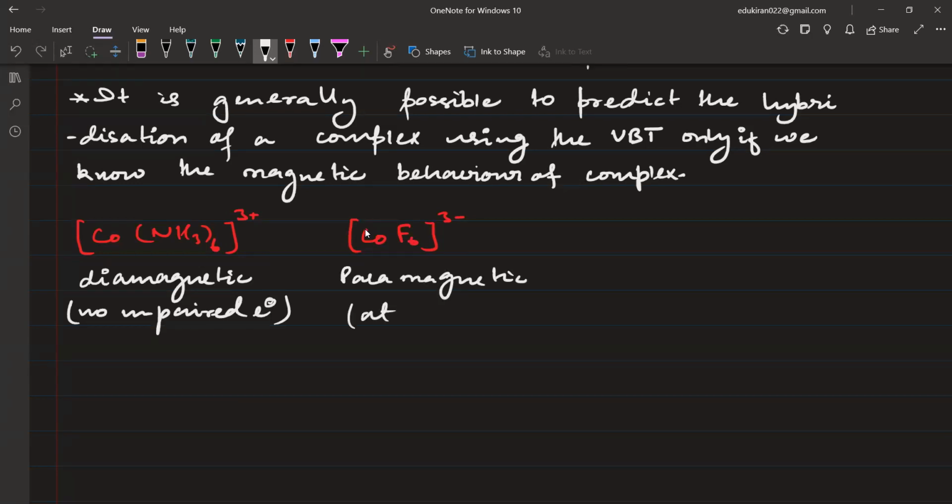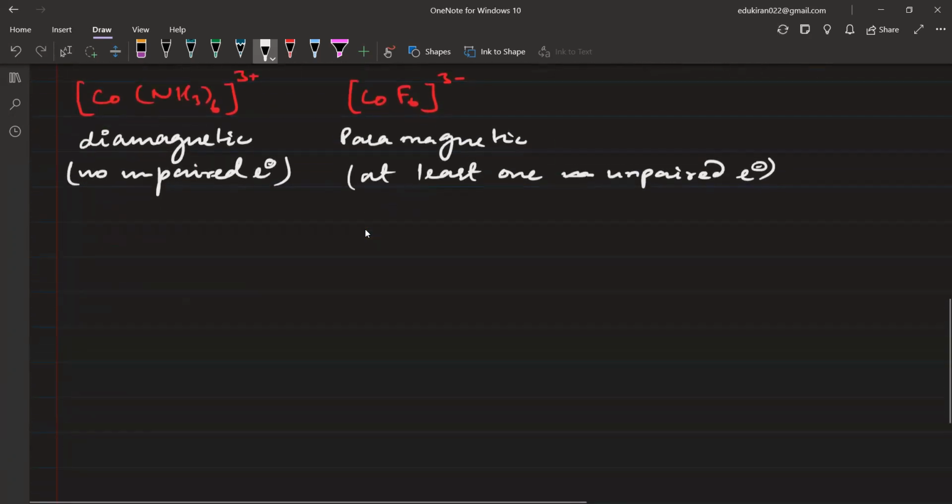This will have at least one unpaired electron. And they will give you this information. They will ask you, explain why Co(NH3)6 3 plus is diamagnetic, but CoF6 3 negative is paramagnetic using valence bond theory and all. So they will give you something like that. First of all, let us use these two things, diamagnetic and paramagnetic, and tell why, and they'll explain the bonding according to the valence bond theory.